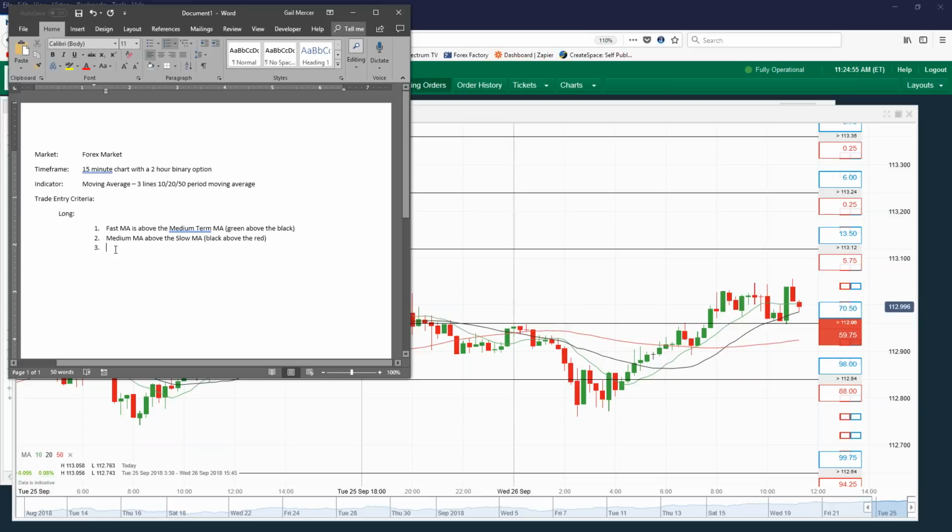Now, what would give us an entry? Price touches, and I'm going to put touches instead of retrace because I'm a new trader. So price touches the fast moving average and a bullish bar develops. What does bullish bar mean? A green bar.